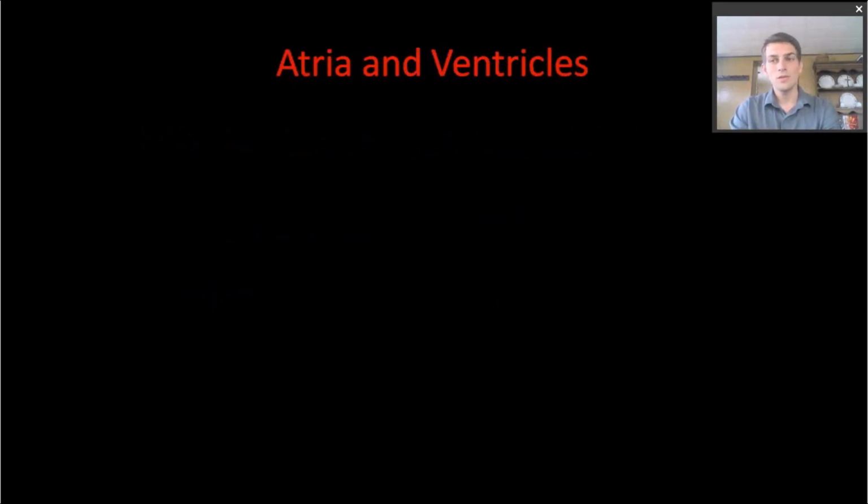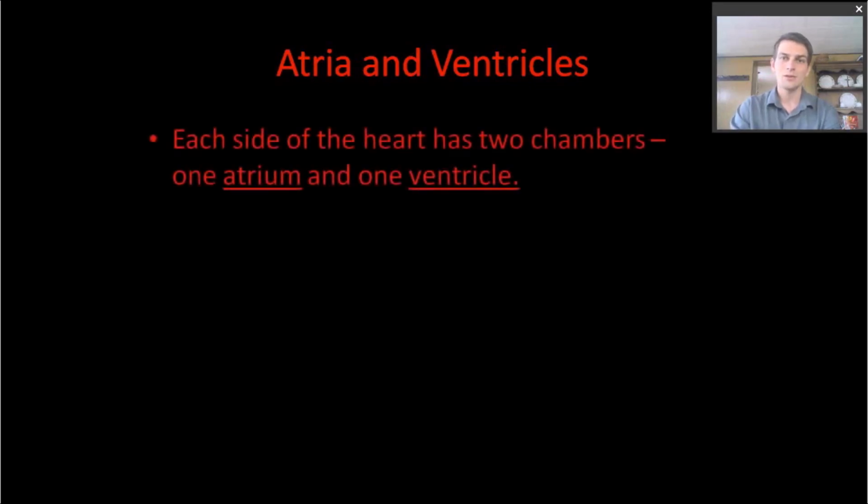Now, each of the different sides of the heart is divided into two chambers, the atria and the ventricles. Now, atria is the plural of the word atrium, and ventricles is the plural of the word ventricle, which is obvious. So these are called chambers. Each side of your heart has an atrium and a ventricle. So you have a left atrium and a left ventricle, and a right atrium and a right ventricle.